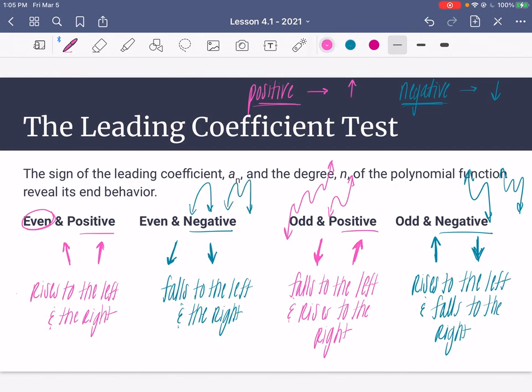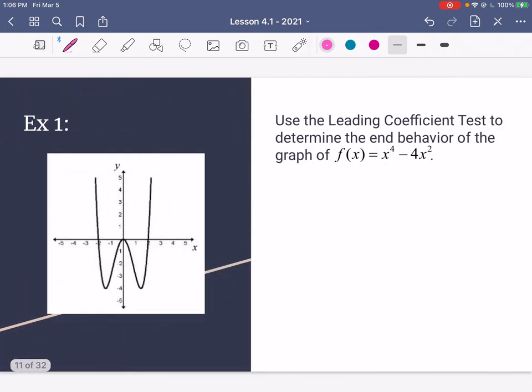Just to show you some examples here. Again, you do not have to draw all these. You'll see plenty of examples in the next couple of slides, okay? So that's what the leading coefficient test helps us to do. So let's take a look at this.